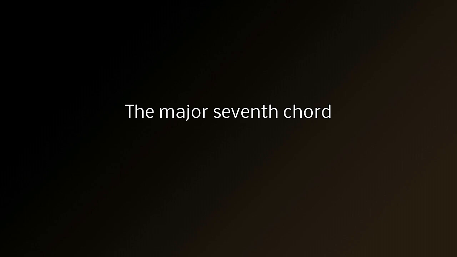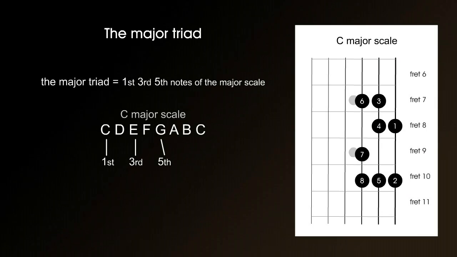The structure of the major 7th chord. The major 7th chord is derived from the notes in the major scale. For this tutorial we'll use C major. The first step is to find the triad of the major scale. The triad is the first, third and fifth note. The C major triad then is C, E and G, and this is the basic structure of the C major chord.